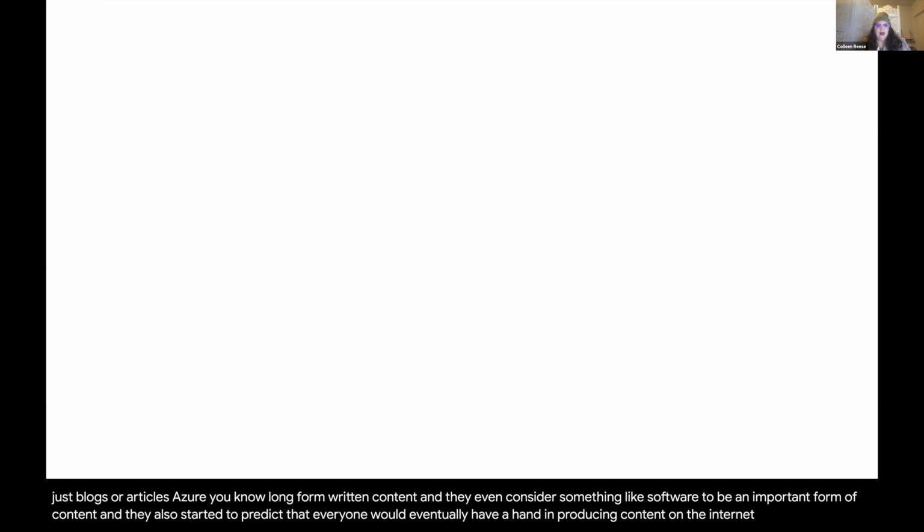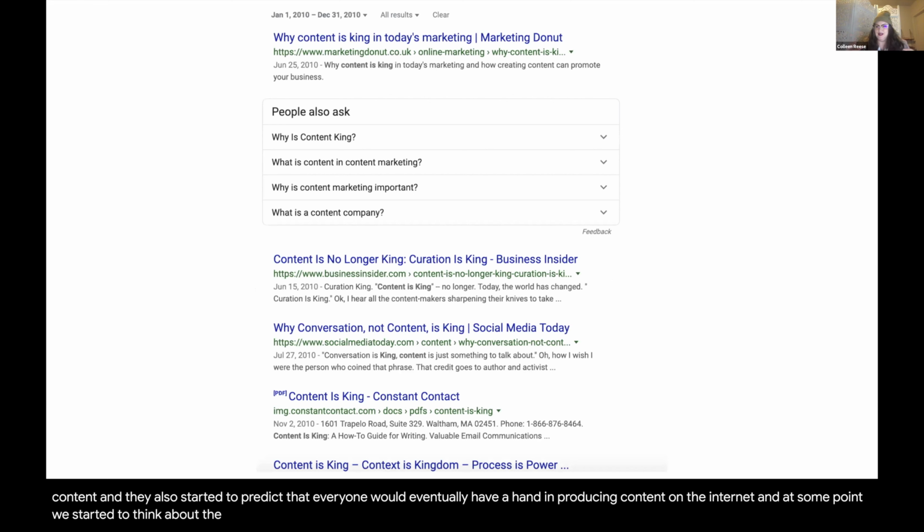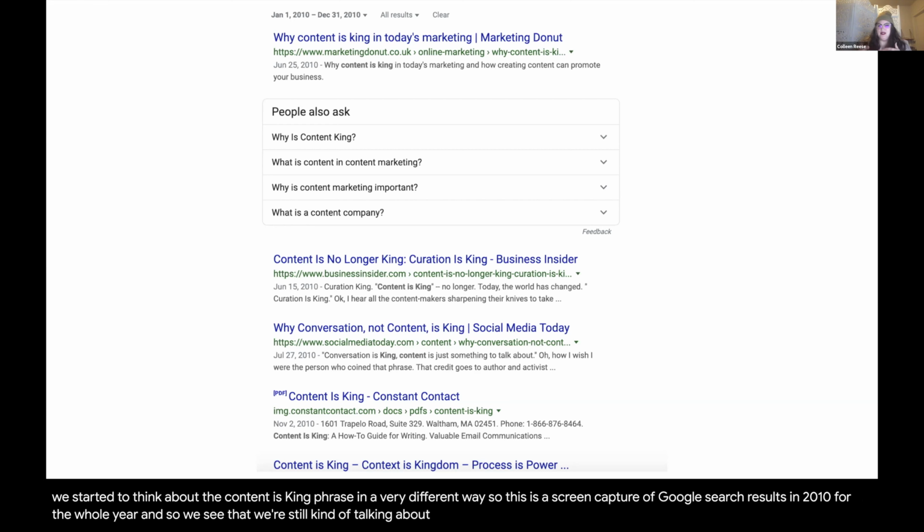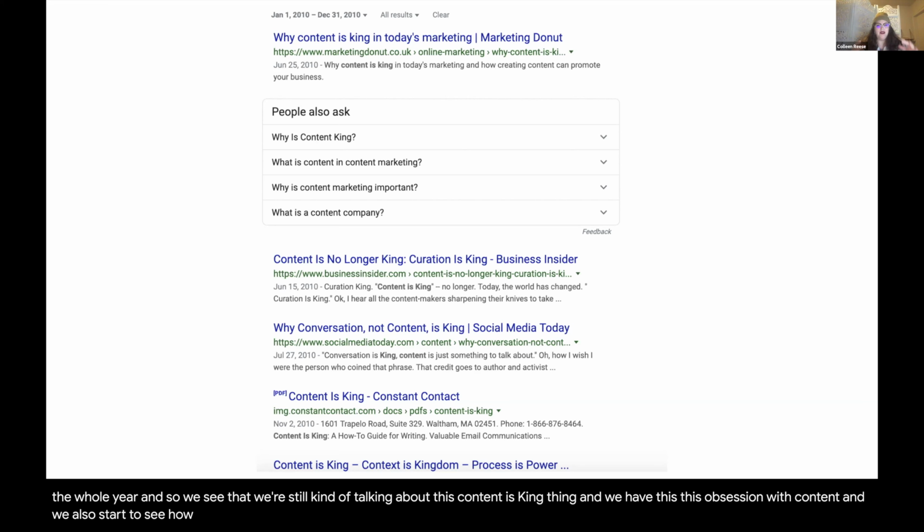At some point, we started to think about the content is king phrase in a very different way. This is a screen capture of Google search results in 2010 for the whole year. We see that we're still talking about this content is king thing, and we have this obsession with content. We also start to see how technology and the goals of content organizations started to shape even what we considered to be content and how we set goals for that.